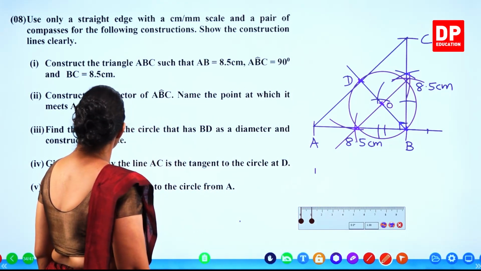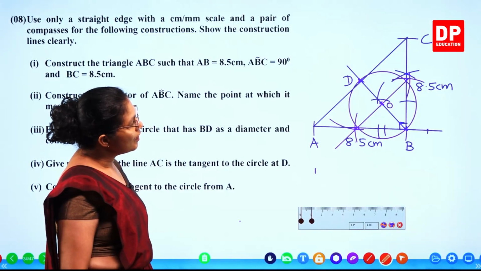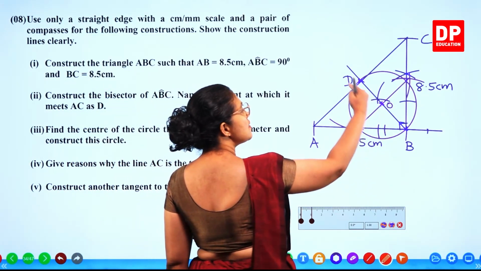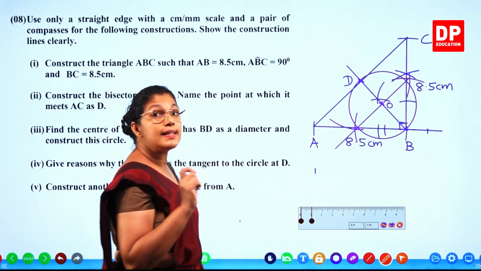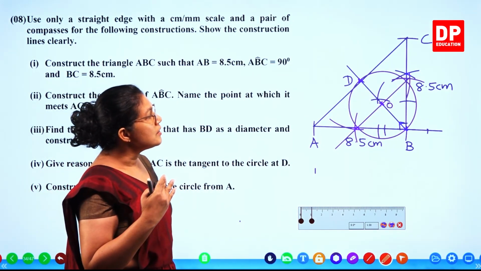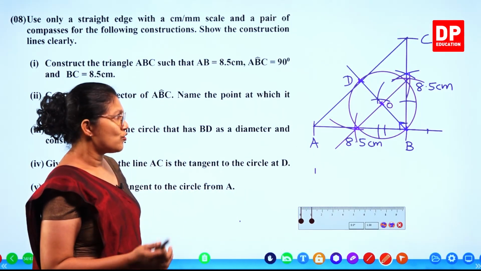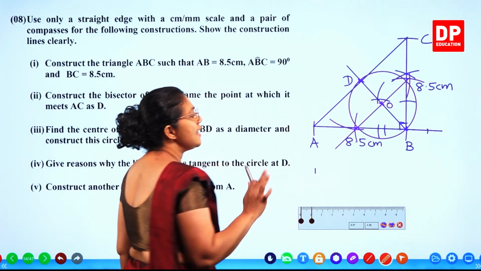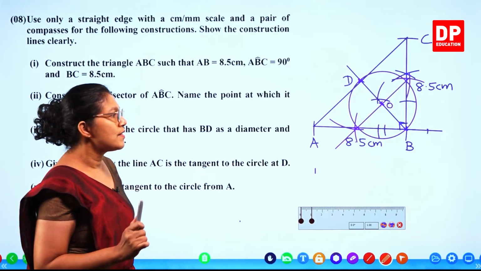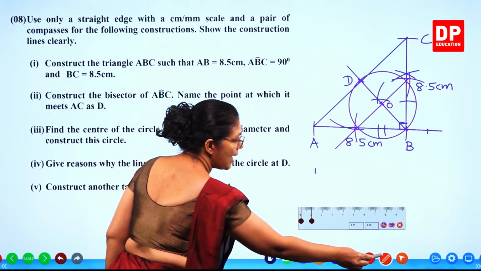Then what's the next part? Give reasons why the line AC is the tangent to the circle at D. So we know that BD is the diameter. If AC is the tangent, then the diameter should be perpendicular to it. So if we can show that this is 90 degrees, we can say that AC is a tangent of the circle. Okay, so let's try to find out these angles.